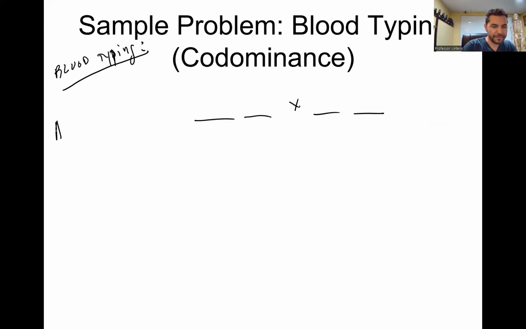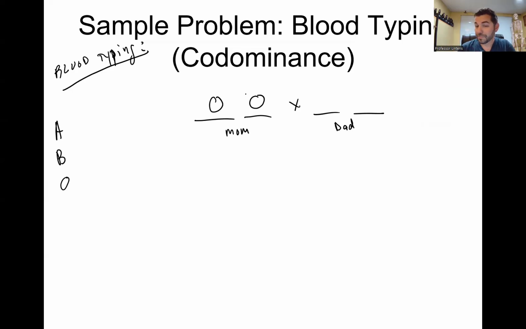So your options, right, are A, B, or nothing. We'll call it O for now. Sometimes they use an I, same difference. So the A and the B are dominant alleles. The O is the recessive, which means we don't make a protein, which we discussed way back when. So if the mother is blood type O, she must have two O's.